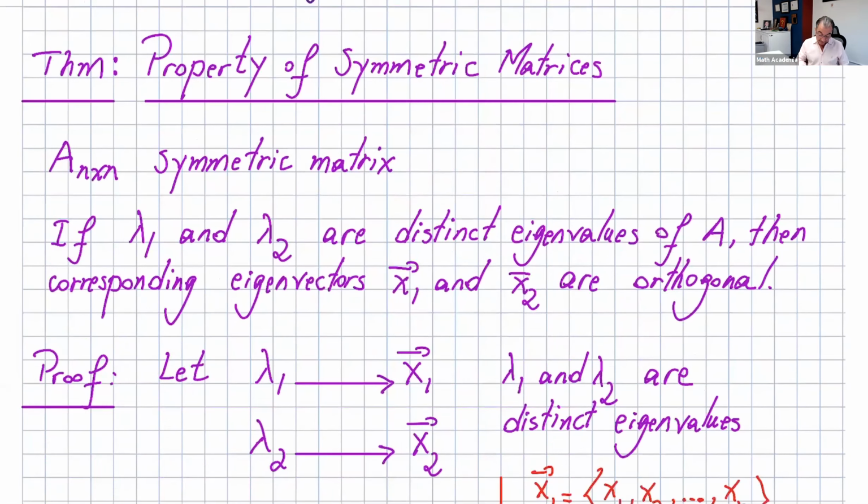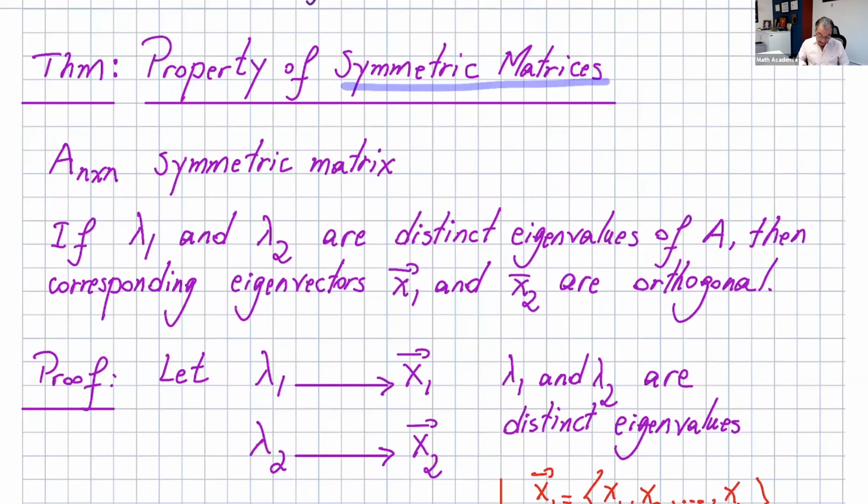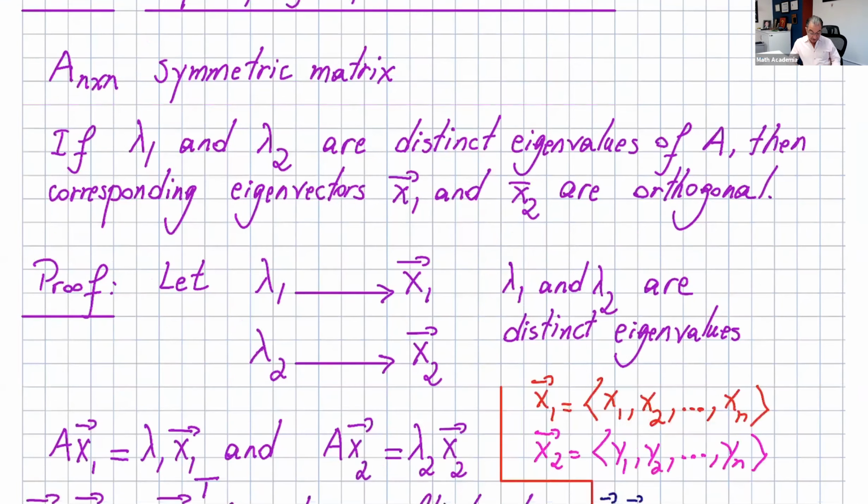Going back to symmetric matrices, again, symmetric is when A equals A transpose. So if you have a symmetric matrix, and lambda 1 and lambda 2 are distinct eigenvalues, then the corresponding eigenvectors are orthogonal. So for any symmetric matrix, if the eigenvalues are distinct, then the corresponding eigenvectors are going to be orthogonal. For sure, you can try for the first matrix, but let's go over the proof of that.